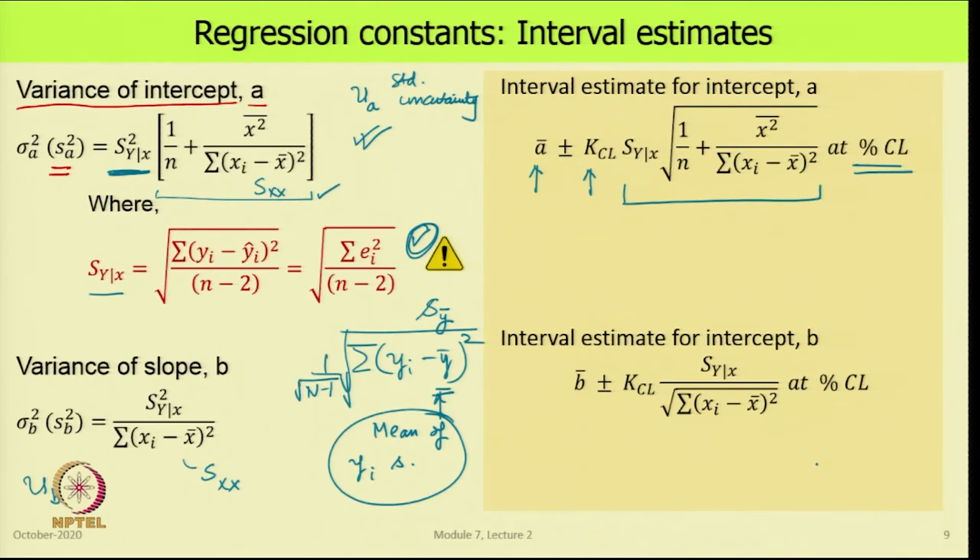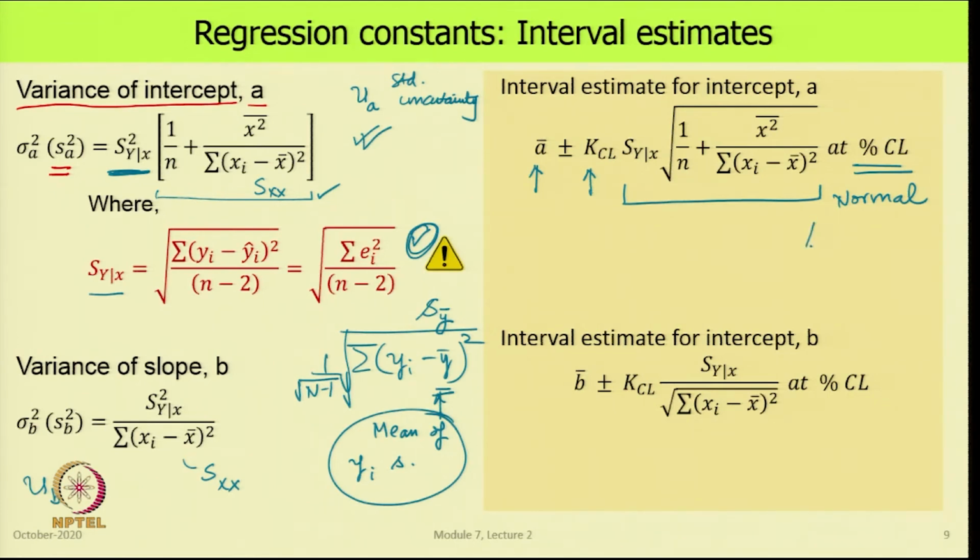In many books, you will find that K CL assumes a normal distribution, and this is what we have followed in all our uncertainty analysis, saying that we will make life simpler for ourselves. We will assume it is a normal distribution. Instead of 1.96 for 95% confidence level, we will take it as 2. So, we are a little more conservative on that.